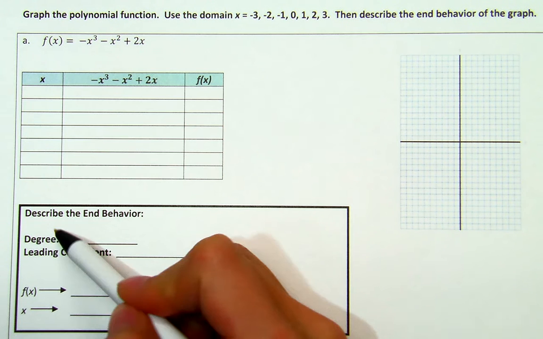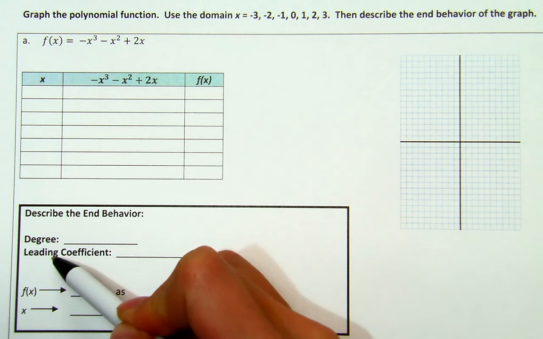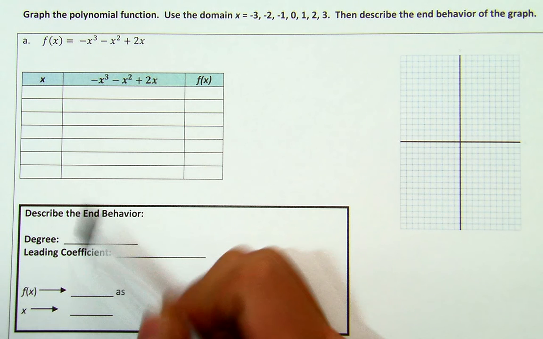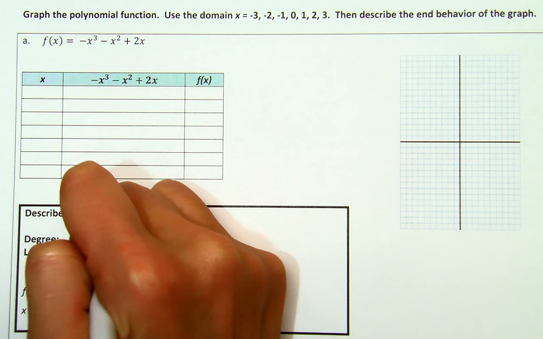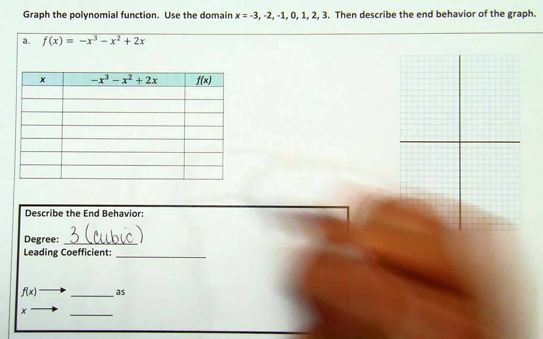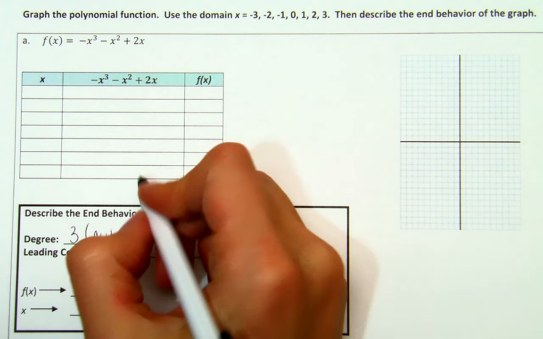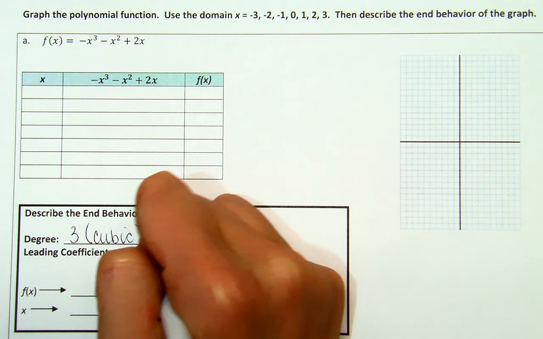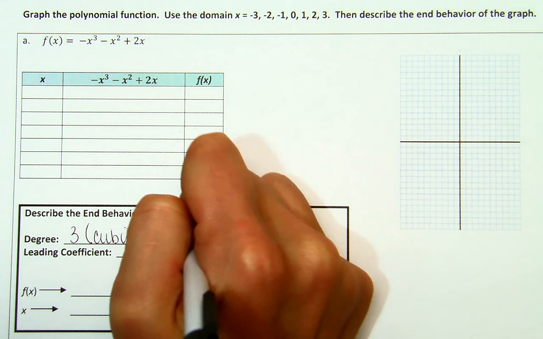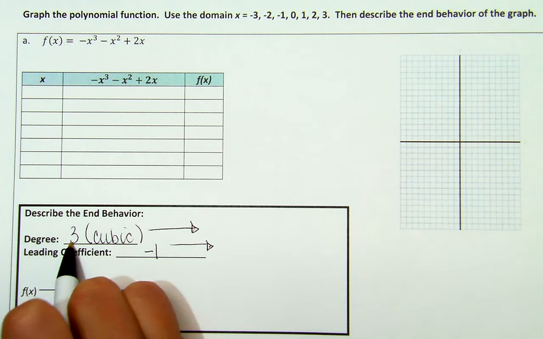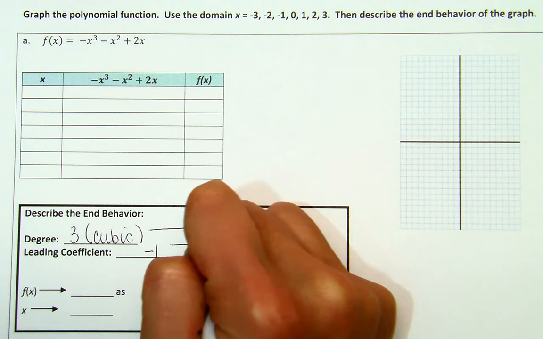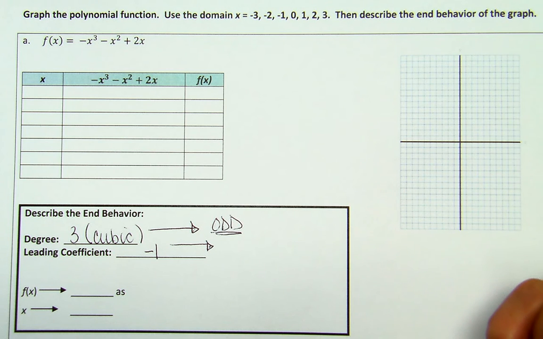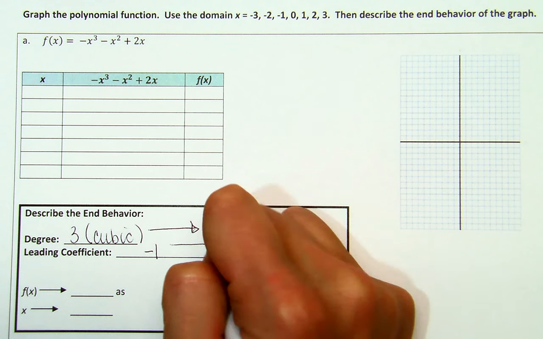So I can actually fill this part of letter A of the problem out already because I already know my degree, which is 3. So I know it's going to be a cubic function, that's the type, and my leading coefficient is -1. The two things I need to pull from this: the first is to notice that 3 is an odd number. That's really the most important part. 3 is an odd number, and my leading coefficient is negative.